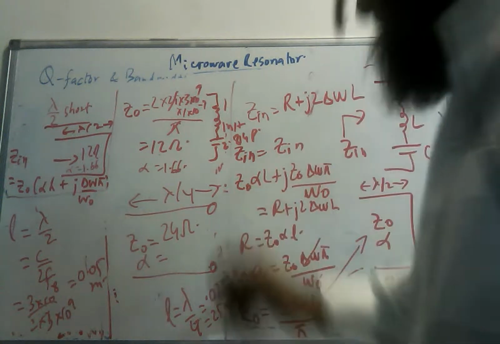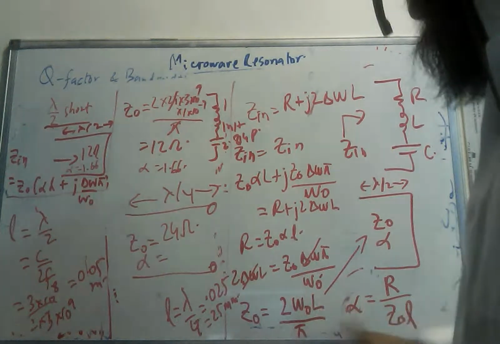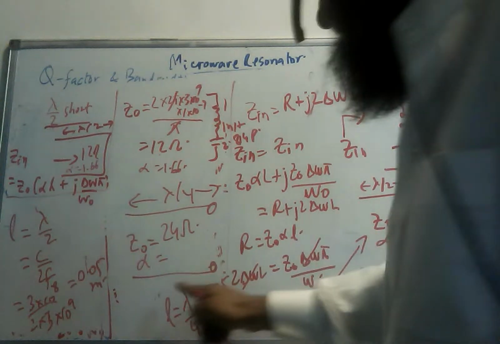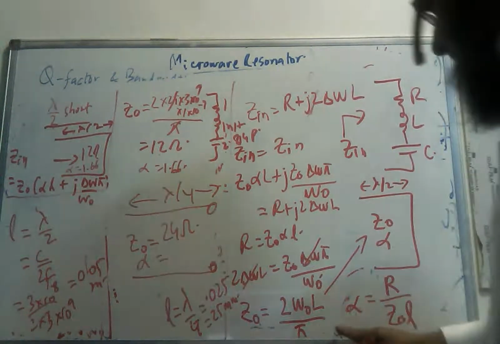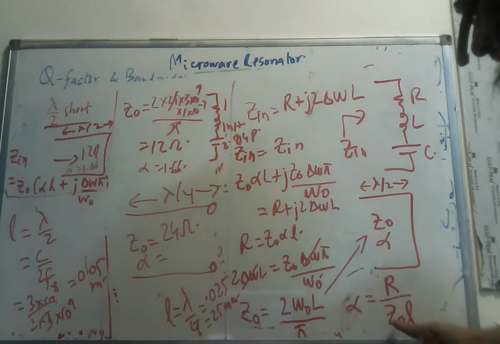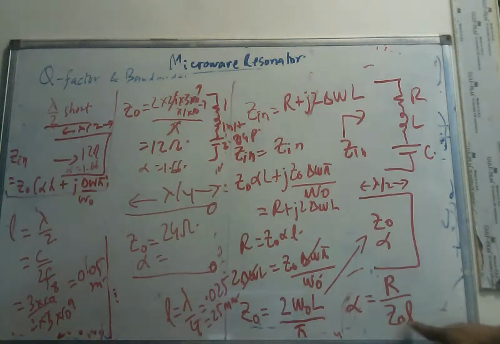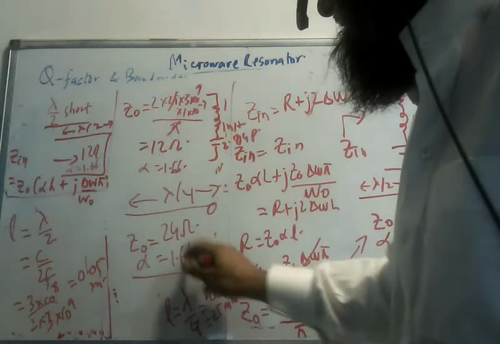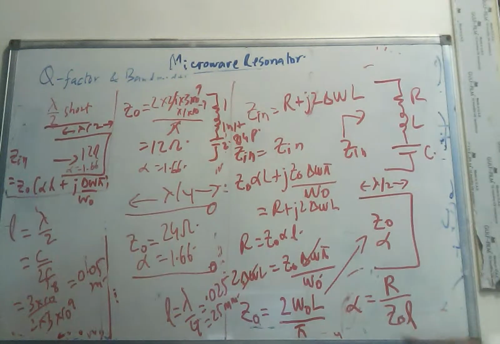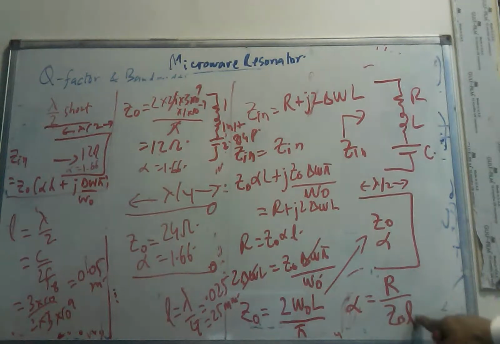No, alpha will be the same, because there is an L here. Alpha will be the same because Z naught is double and this will be half. So alpha will be same. Alpha will be 1.66. From here, if you double this and this is half, actually this will be the same.